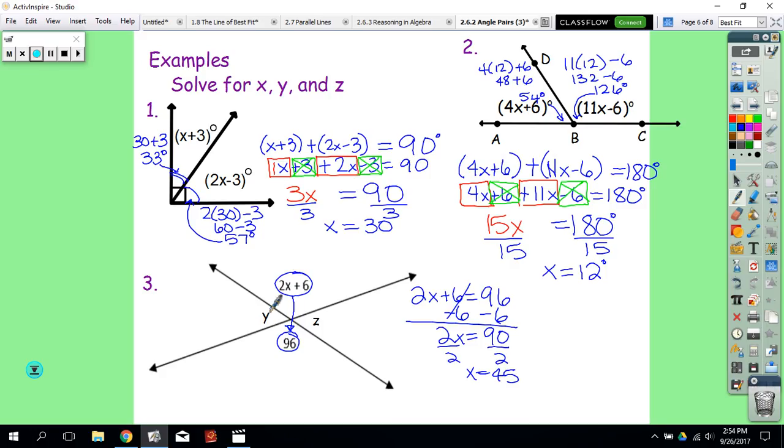And then in order to find y and z, we know that y and z are going to be the same because they're vertical angles. And here, we know that this is a straight angle right here. So when we take 96 plus z, that has to give us 180 degrees. So 96 plus what is 180? Well, I believe it's 84. And if z is 84 degrees, y would also have to be 84 degrees. We don't need to plug this in here because we know that what we should be getting is 96 degrees, because these two are vertical angles.